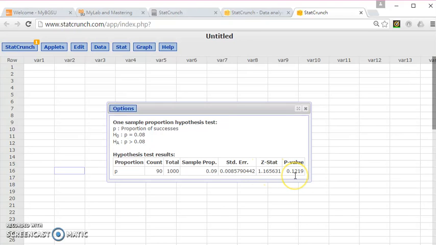So with this P value, remember our significance level right here is still 0.05. So this P value is greater than 0.05. That means our decision will be fail to reject the null hypothesis.